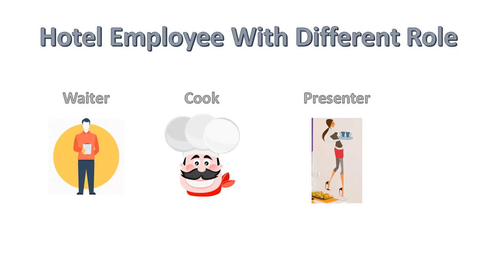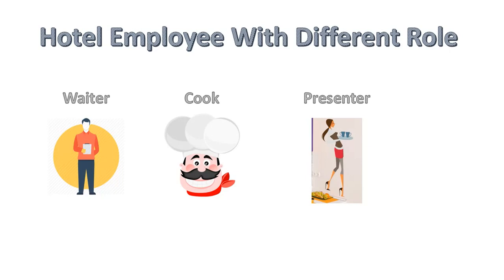The first one is a waiter that will take the order from the customer and give it to the cook. The second role is the cook, who prepares the food and gives it back to the waiter. And the third role is the presenter, who decorates the food and gives it back to the customer. So guys, let's see how they work with each other.